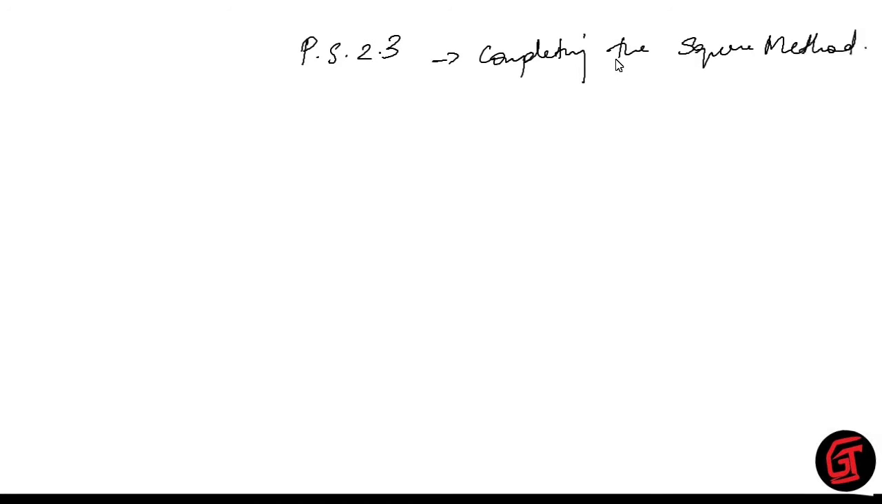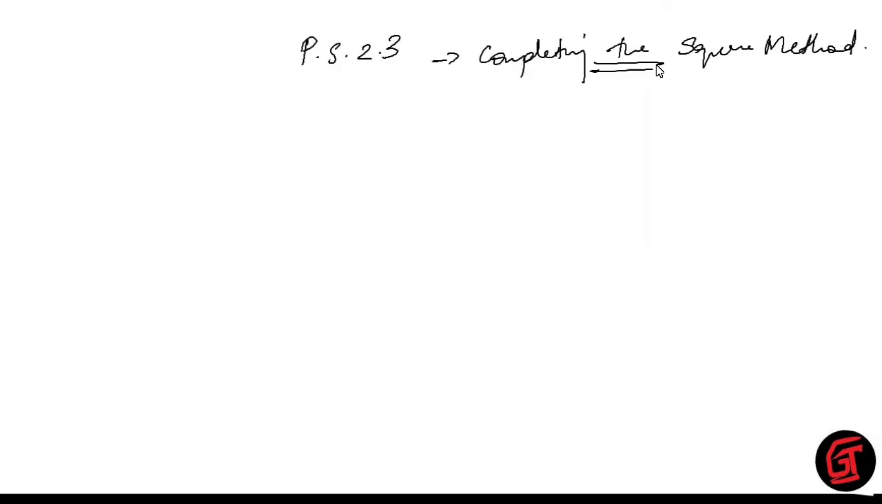We are going to our next practice set, that is practice set 2.3. Okay, we have nothing but what is called the completing the square method. Now we learned so many types of methods. We learned the formula method, we learned the normal factorization method, we learned elimination by substitution method. Now this is a new method which we are learning, the completing the square method.